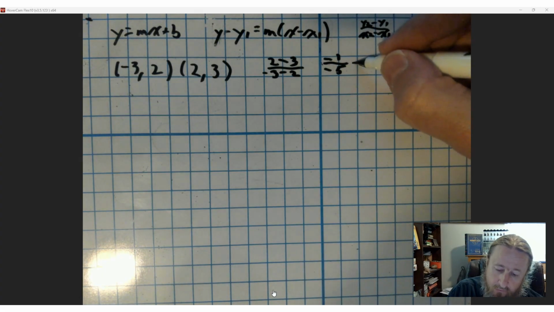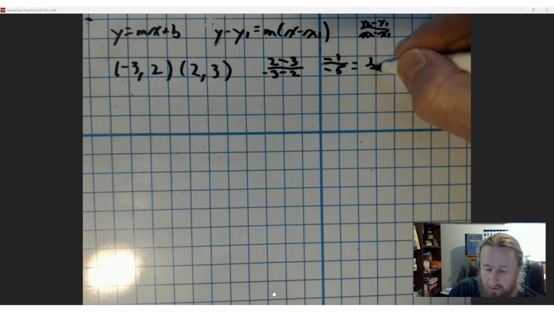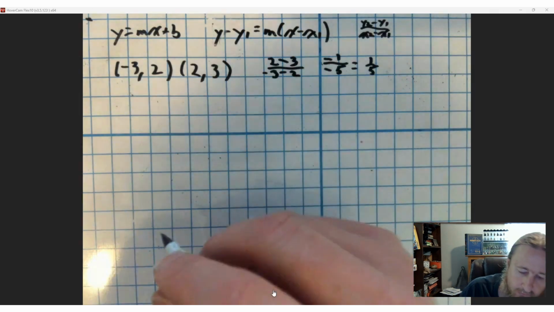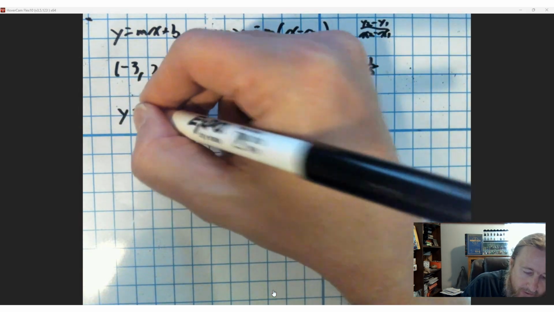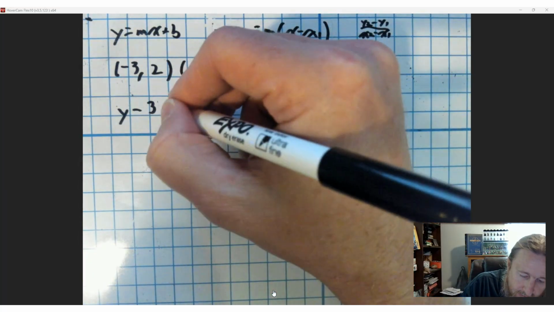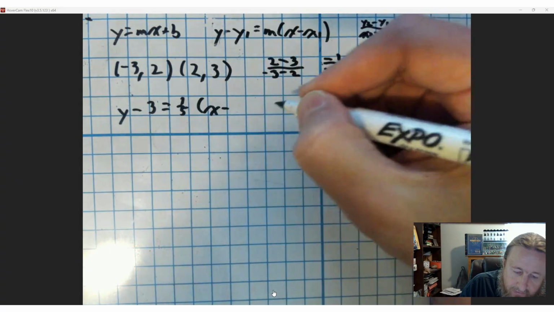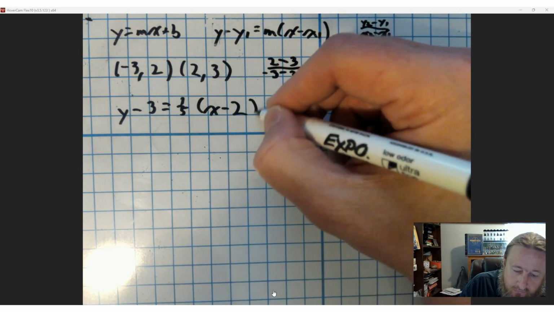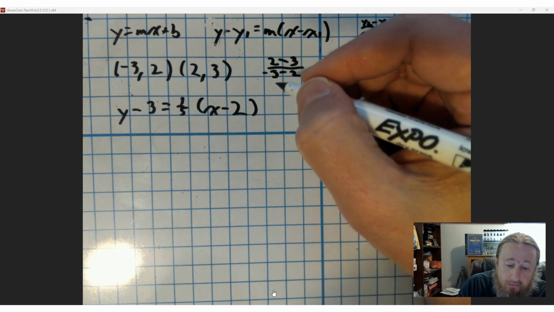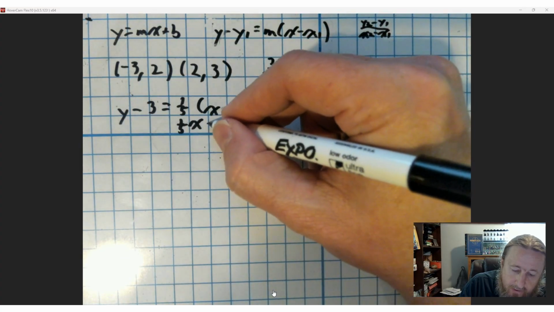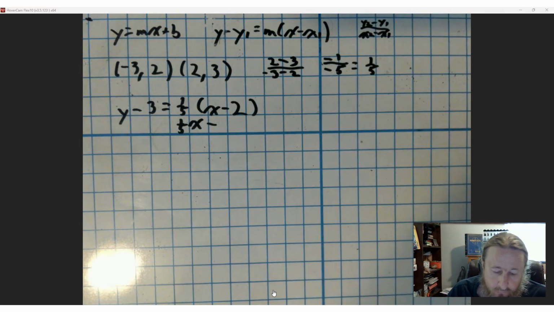However, -1 over -5, those cancel out, and we get a slope of 1/5. Now we're going to plug this slope and one of the points into this equation. So we're going to say y minus y1, which is 3, equals the slope of 1/5 times x minus x1, in this case 2. And we're going to do some math. We get 1/5 x and minus 1/5 of 2.